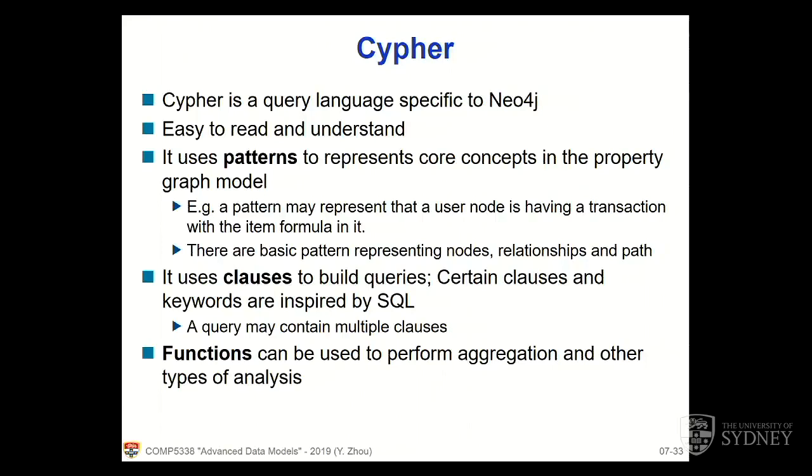There are a few key things we need to know before we start writing the whole query statement. First, it uses something called patterns to represent the core concepts in the property graph model. When we say core concepts, that means nodes, relationships, and paths. All of these have a pattern, so you can represent them. A pattern may represent that a user node is having a transaction with the item.